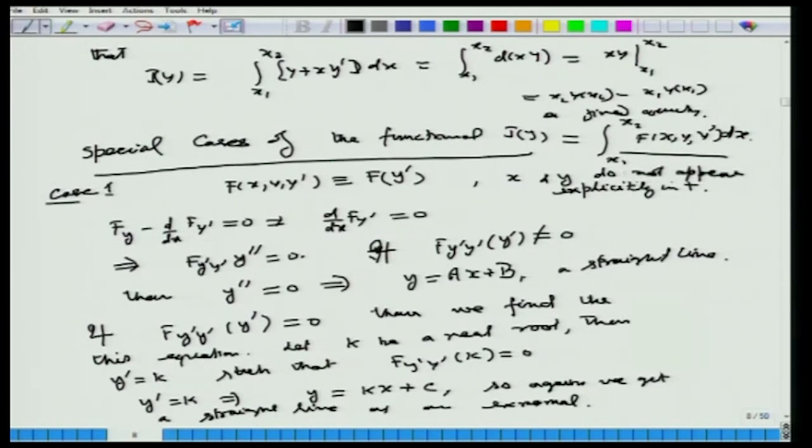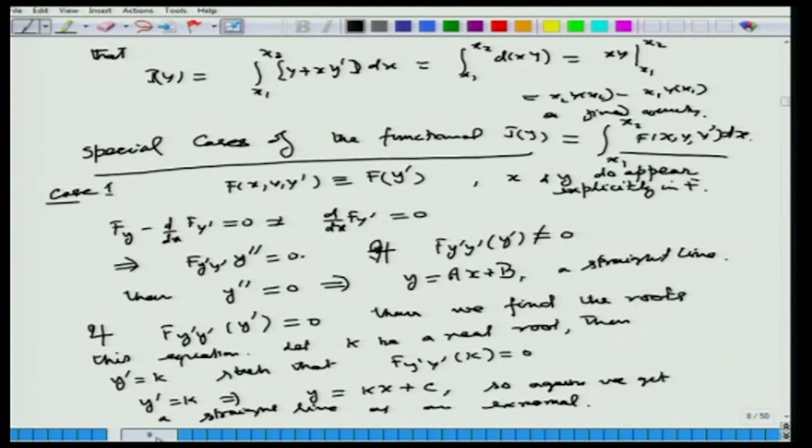So, in all these cases where this f_y prime y prime is not equal to 0, we get an extremal as a straight line, and if it is 0, then we find the roots of this equation. And if k is a root of this, then y prime equal to k, and we get y equal to kx plus c; again we get a straight line as an extremal, a solution of Euler's equation.